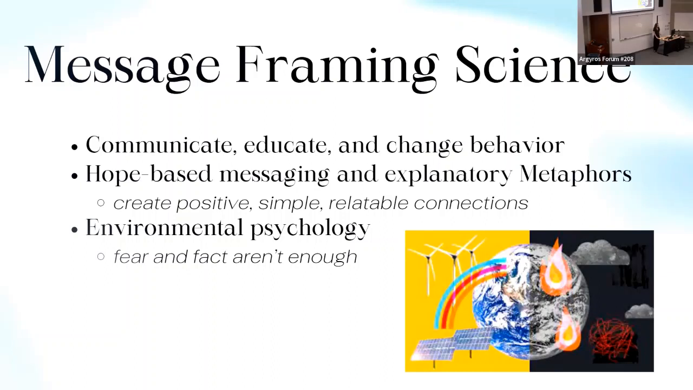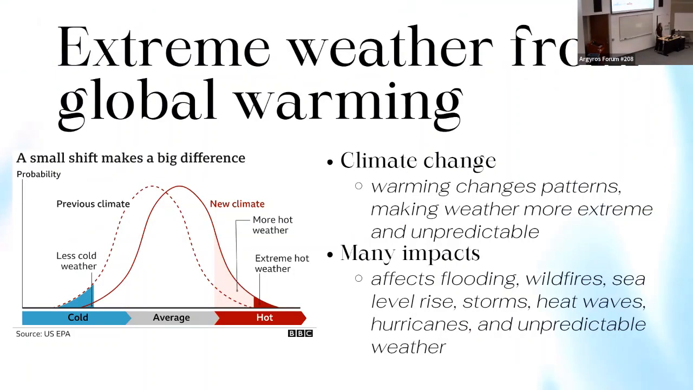And as you've all experienced, and environmental psychology has constantly verified, fear and fact aren't quite enough to convince a public audience to change their mind or learn more about a topic that they aren't initially interested in. So for our research, we chose to utilize these message framing techniques to explain extreme weather from global warming, and specifically how climate change and warming changes patterns in weather, making them more extreme and or unpredictable, as this graph shows. For the sake of focus, because there are so many climate change impacts on weather, we chose to focus on communicating about flooding, wildfires, sea level rise, storms, heat waves, hurricanes, and unpredictable weather, and you'll hear me reference these later as our weather events, our main seven of focus.